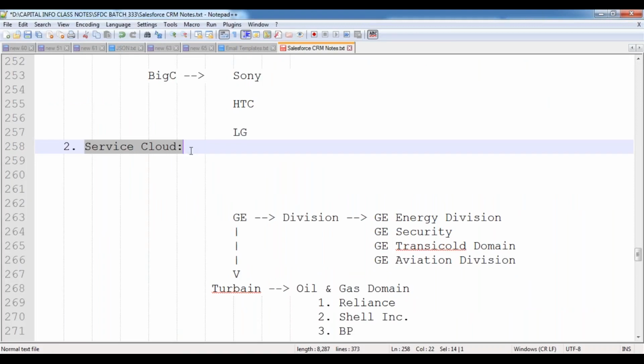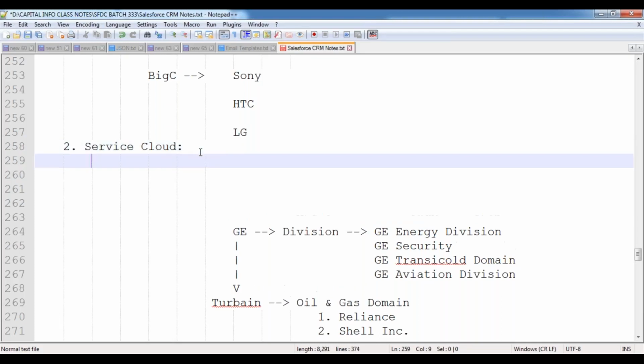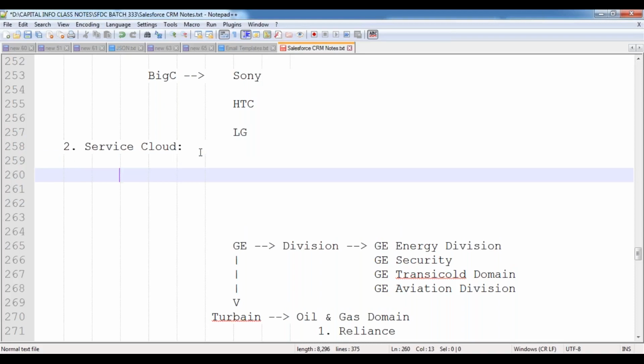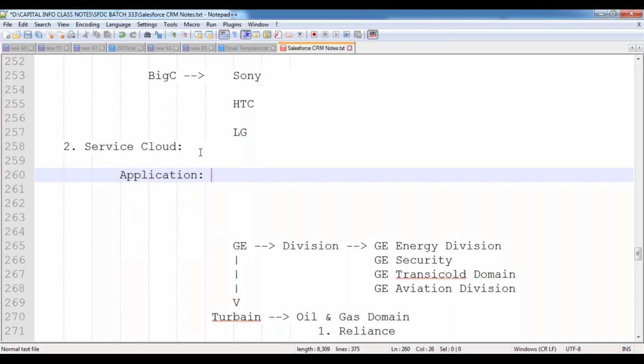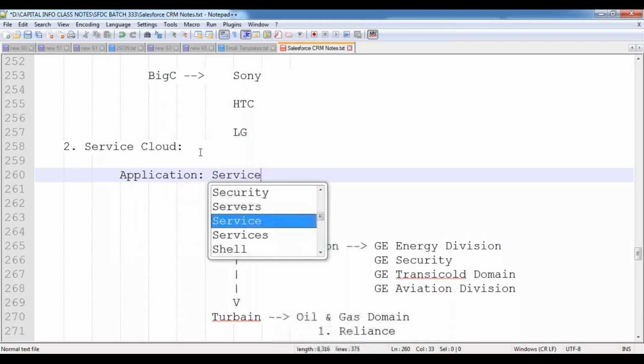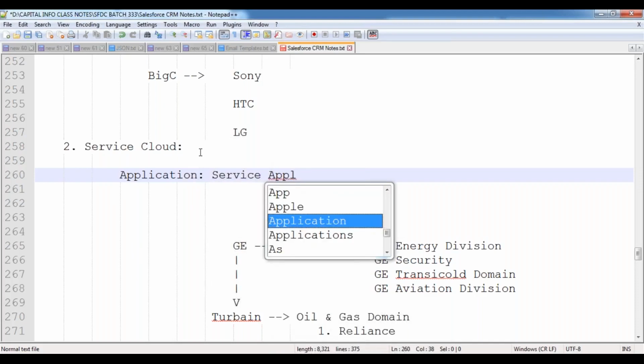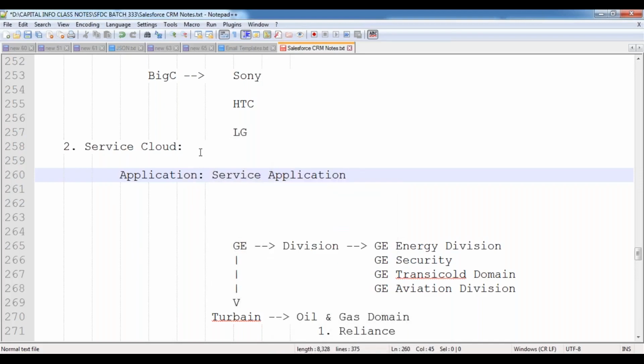To automate all these processes, we are using Service Cloud features. By using the Service Cloud features, we can automate all the service processes which we are following inside the organization, which we are using upon giving the services to the customers. Now, how can we automate here? In order to automate all the service processes, we are using an application called Service. Salesforce is providing one ready-made application called the Service application. By using this Service application, we can automate all the service processes.